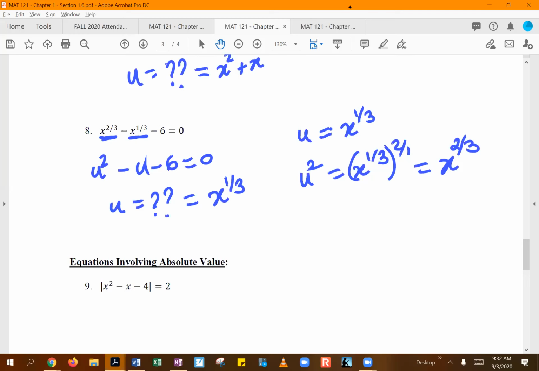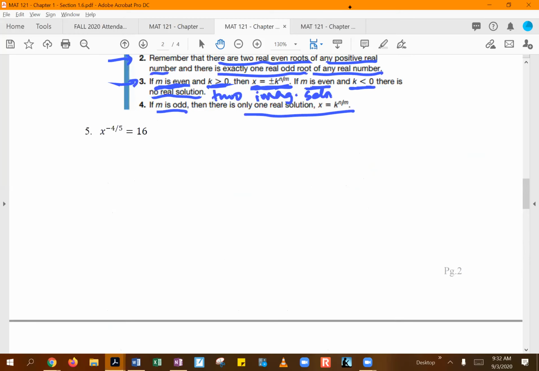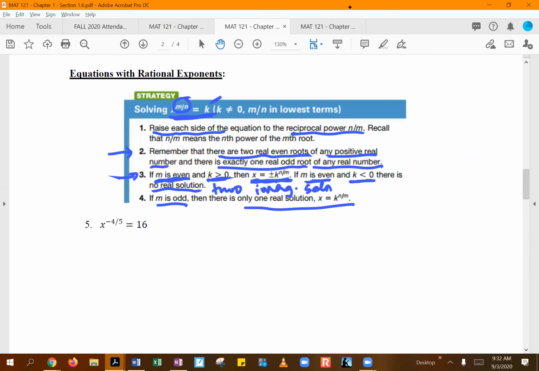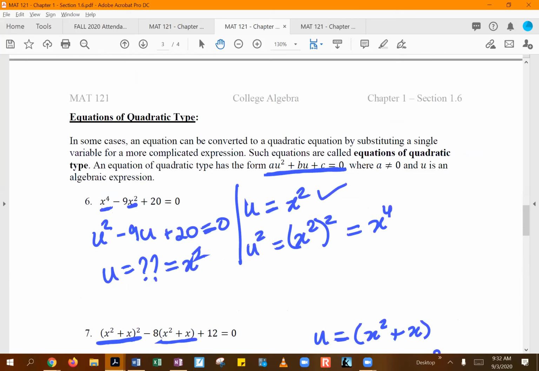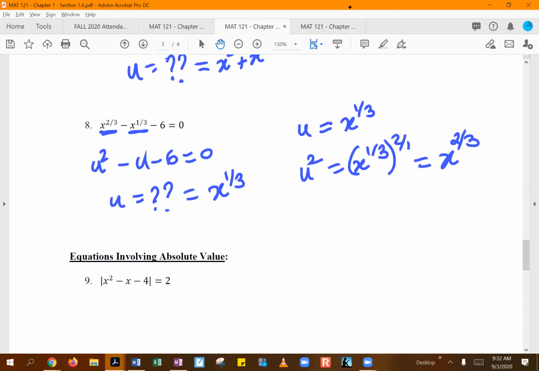Now, for examples like number 8, we would obviously need to come back to this technique that we just talked about to try and simplify an example like number 8. But this is how these equations of the quadratic type end up working.